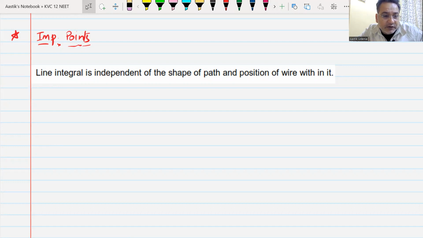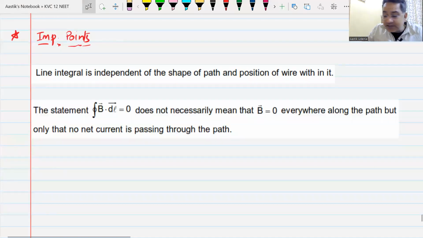We did not see what was the position of the wire. The only thing we saw was whether the wire was coming inside the loop or it was coming outside the loop. Do we understand this? Yes or no? Yes, sir.